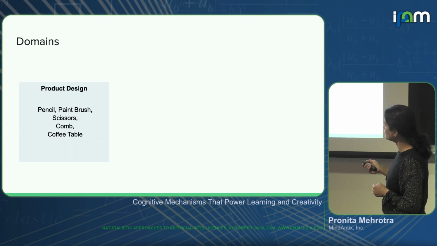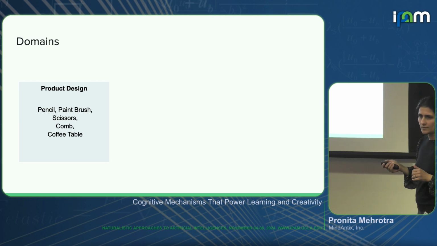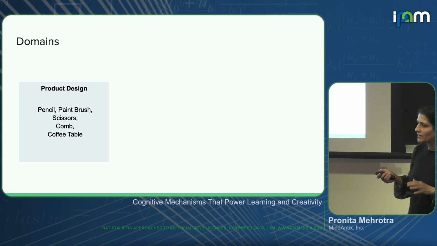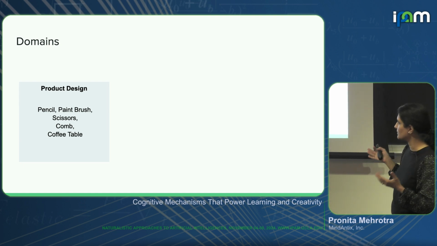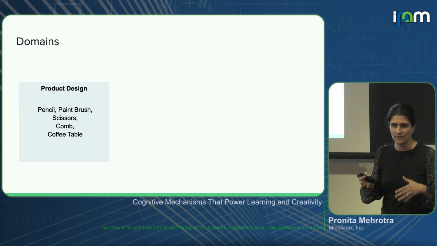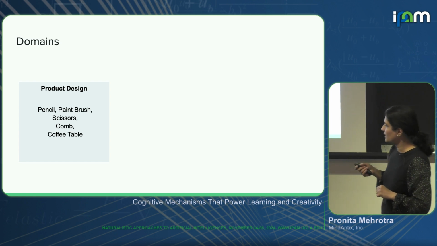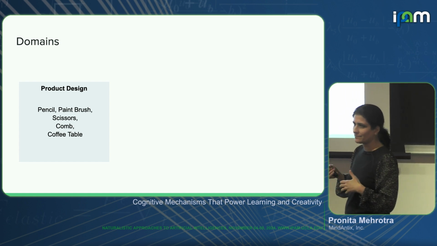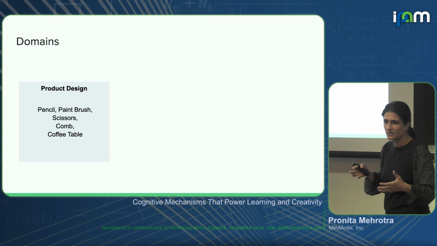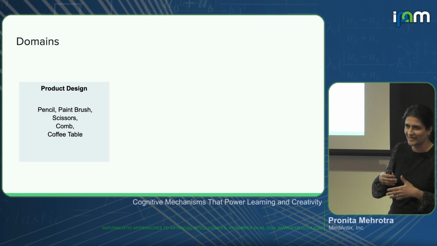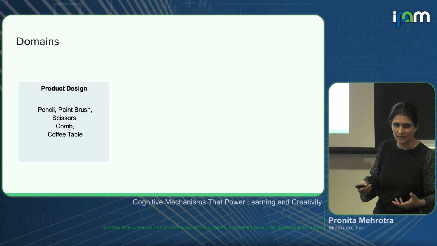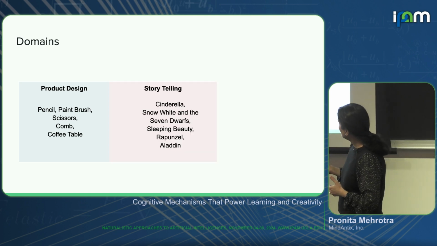So we picked 3 different domains. We picked product design. In product design, we took very simple objects, like household objects: pencil, comb, coffee table, these kinds of things. The reason is that when you have more complicated things, it's very easy to come up with something if you just throw in all the electronics and things. So we wanted to keep it simple and actually see whether it's a creative idea or not.